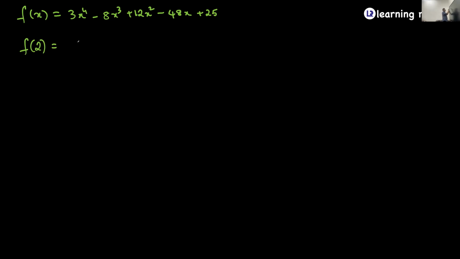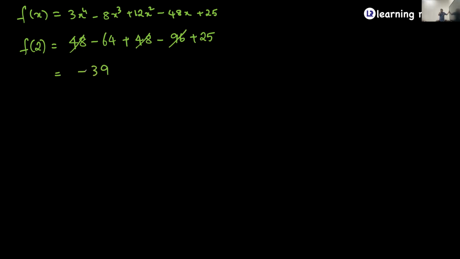So 3 into 16 is 48, minus 8 into 8, minus 64, plus 12 into 4, 48, minus 48 into 4, 48 into 2, sorry, 48 into 2, 96, plus 25. So 48 plus 48 is 96, minus 96. So minus 64 plus 25, you are going to get 9. So you will get 39 with a negative sign, right?